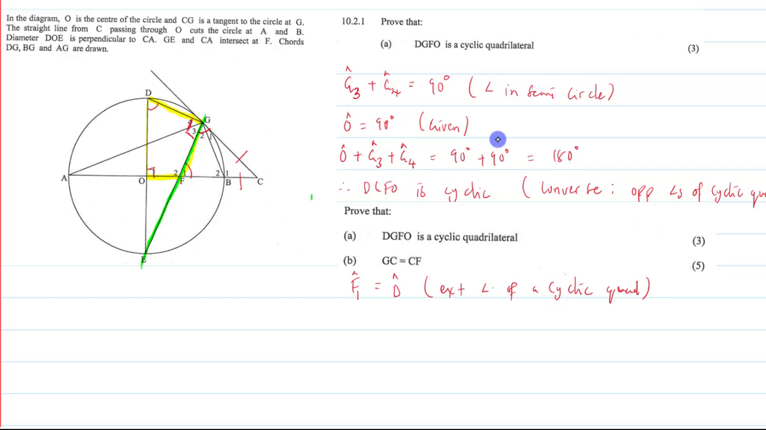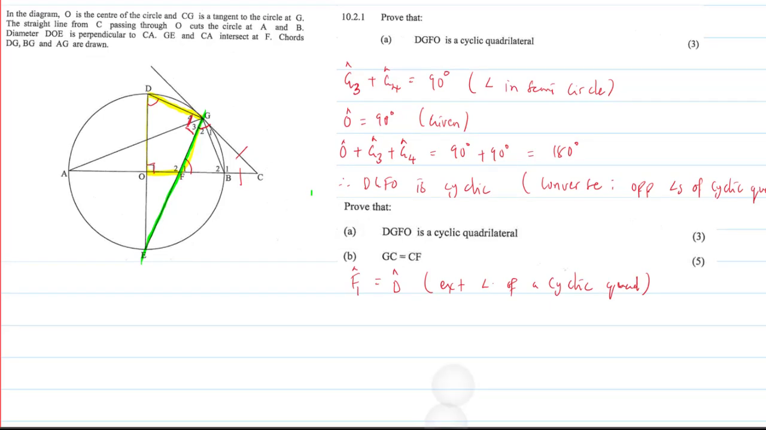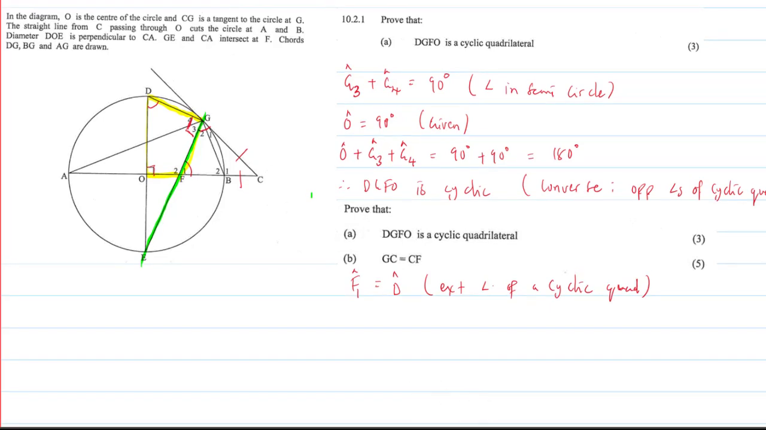You'll see that this chord here GE cuts the circle into two segments. This minor segment, the minor segment GE, and the major segment GE coming around here through A. So it subtends this angle here, and we speak of the tan chord theorem here. So it follows that G1 plus G2 is going to equal D. So let's write here that G1 plus G2 will equal D, and the reason for that is the tan chord theorem.